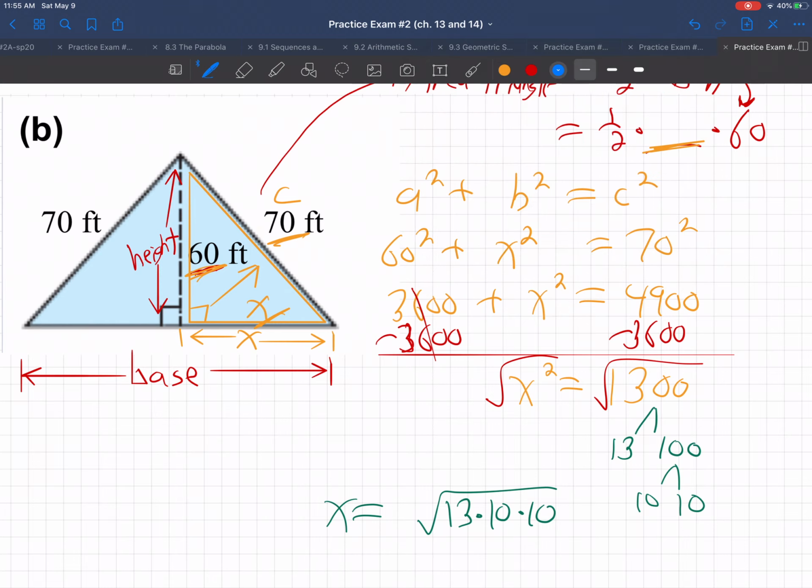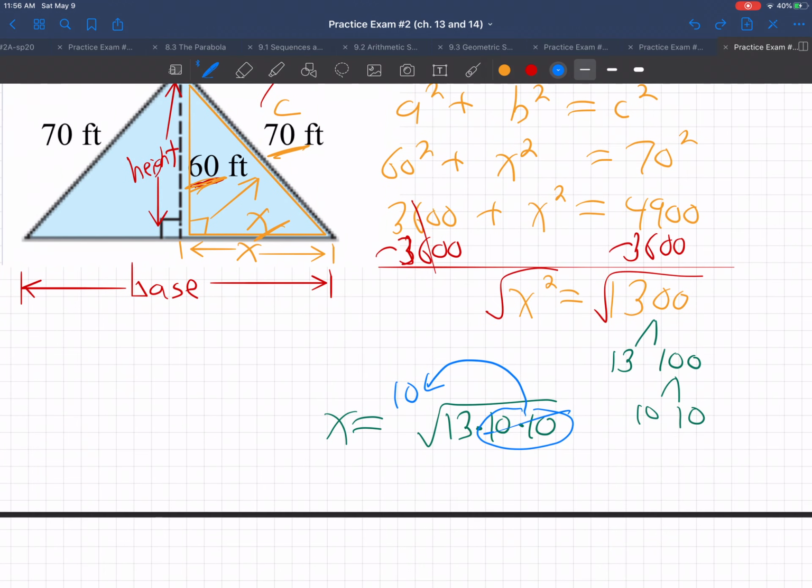And remember how this works? 2-for-1 deal. So 2 10s in, sends 1 10 out, and they're gone. You could have broken it down further, 2 5 2 5, and that would have worked as well. But why bother? As soon as we see two of anything, just ship it out right then, because that's easier. So we get 10. What's left inside? Just the 13. So x is 10 root 13. That's x. 10 root 13.